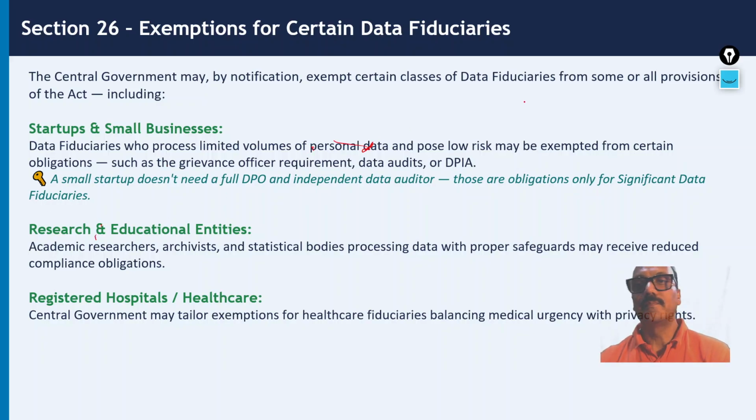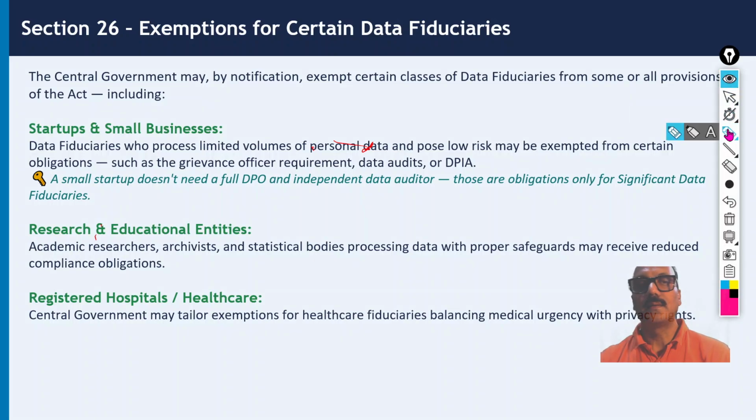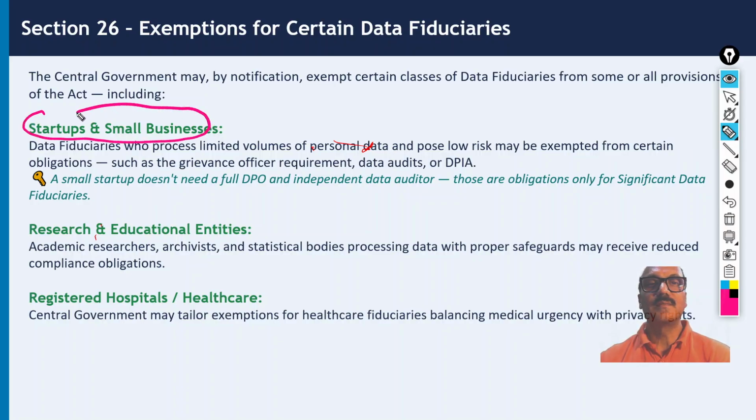There is also startup and small business. So see, these businesses we can also call, in general, data fiduciaries. So they're exempted from some of the provisions or all the provisions. The reason I will explain in a bit. First of all, they are small companies, their volumes of dealing with personal data are also less. They pose very low risk, hence they are exempted.